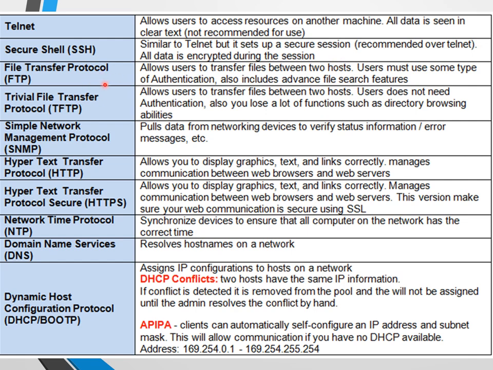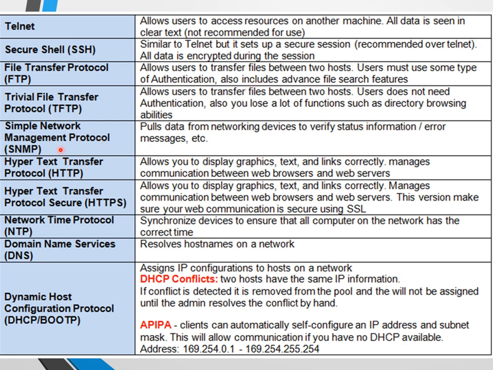Next is the File Transfer Protocol, which allows users to transfer files between two hosts. The user must use some type of authentication, and it also includes advanced file search features. Next is the Trivial File Transfer Protocol, TFTP, which allows users to transfer files between two hosts, but the user does not need authentication. It also lacks a lot of functions such as directory browsing.